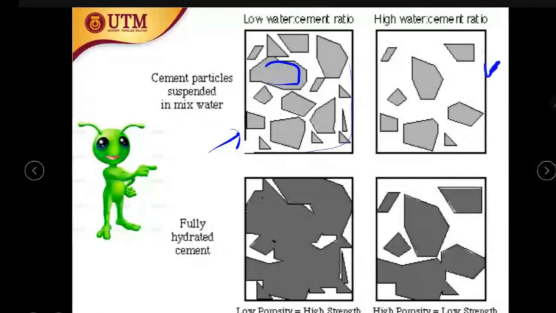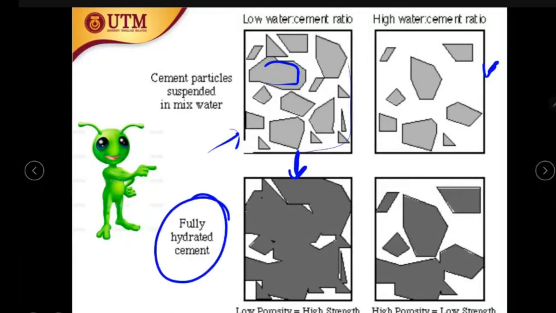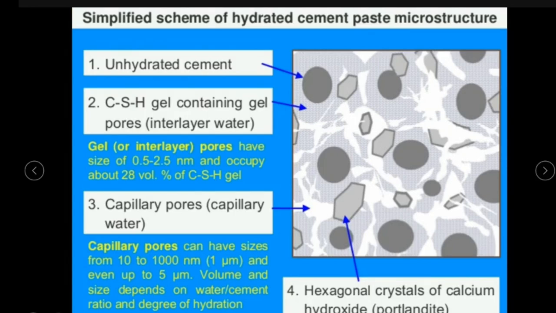When the cement is fully hydrated, this low water cement ratio mix will form a more dense concrete. But for the high water cement ratio one, you will see there will be a lot of porosity, a lot of voids. And of course, if we press this concrete, the load transferring will be less efficient. They will lose here. That's why it will result in a very low strength of concrete. This is the simplified scheme for the hydrated cement paste structure.